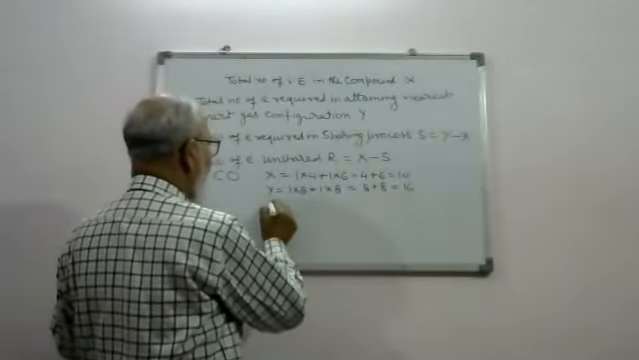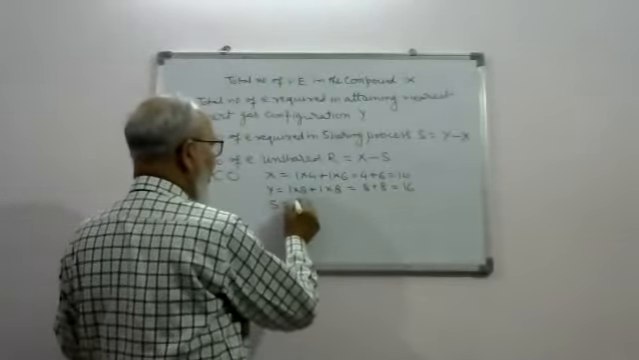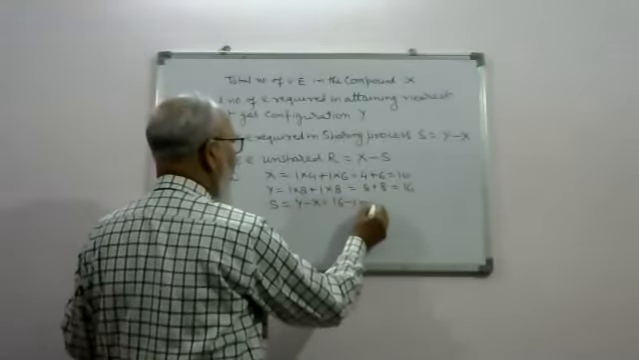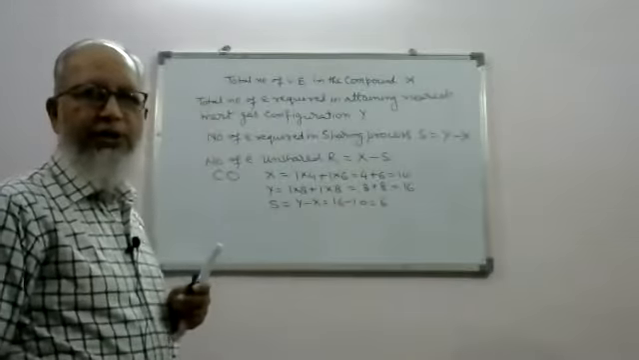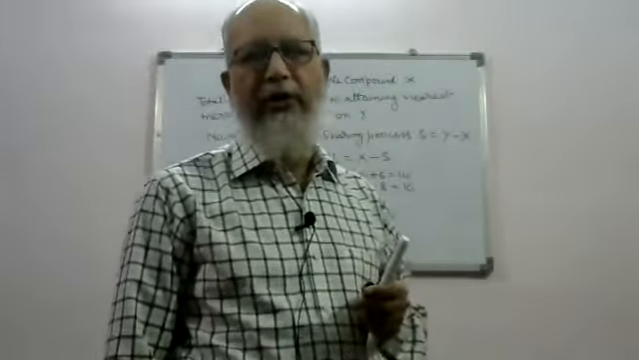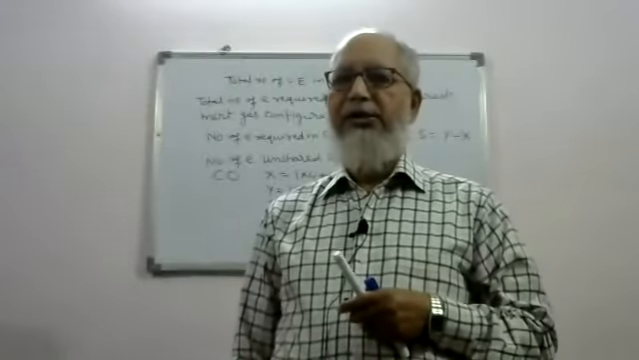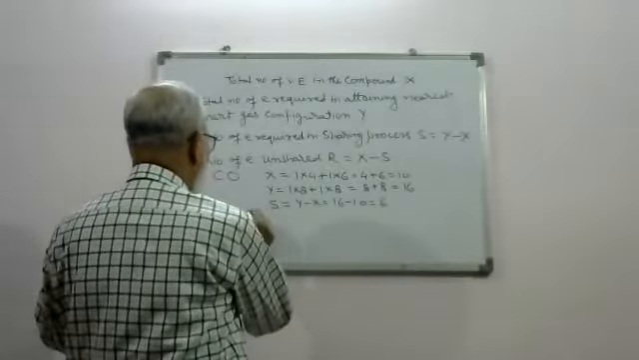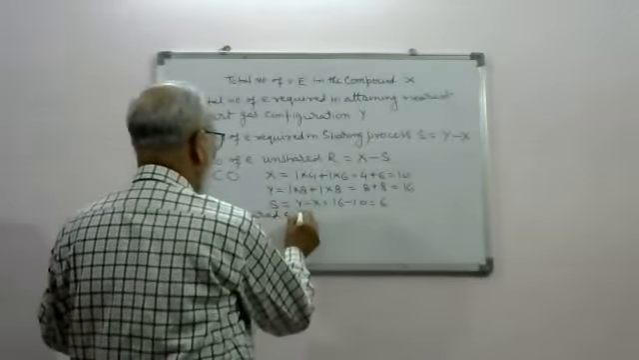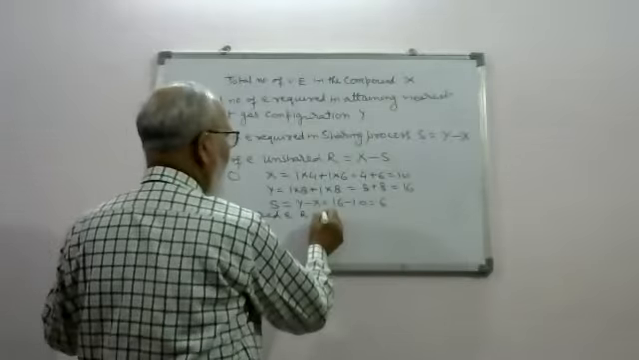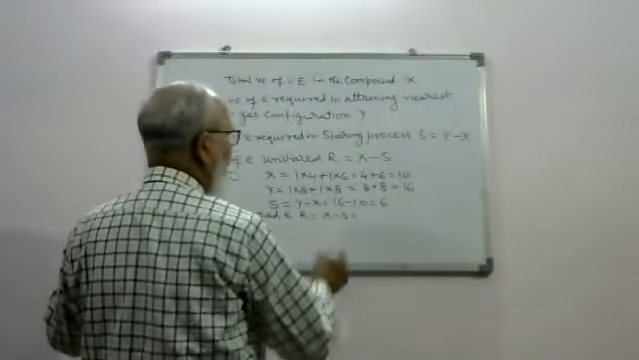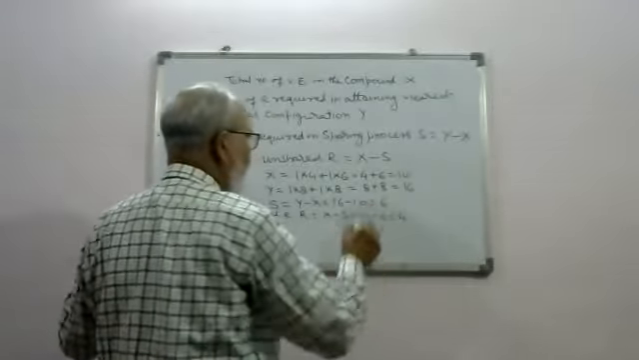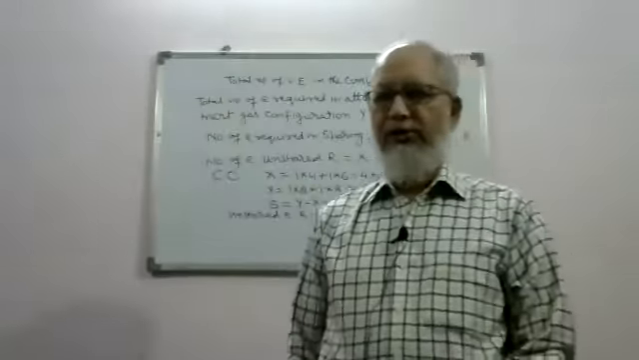Therefore, the number of electrons required in the sharing process, S is equal to Y minus X. This is equal to 16 minus 10, which is equal to 6. It means 6 electrons are to be shared between carbon and oxygen atom, means 3 pairs of electrons. Now the unshared electrons R is equal to X minus S, and this will be equal to 10 minus 6, which is equal to 4. That is 2 pairs of electrons.